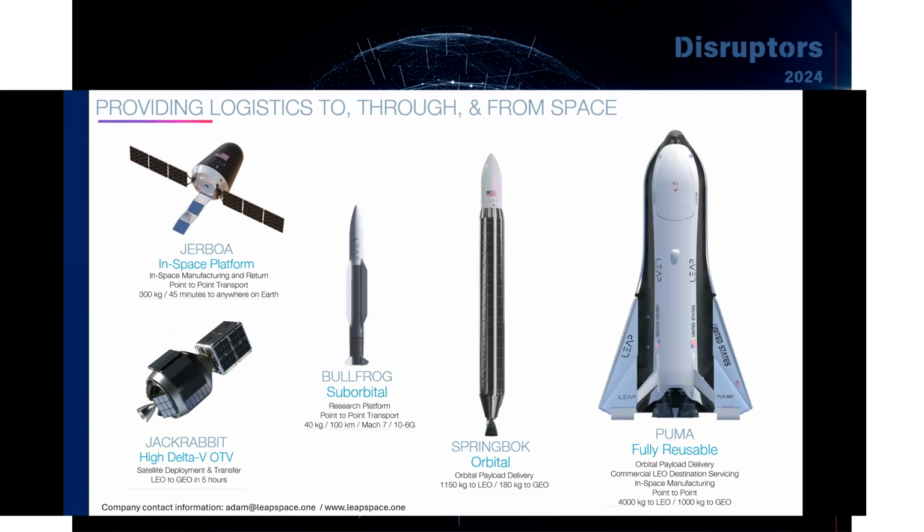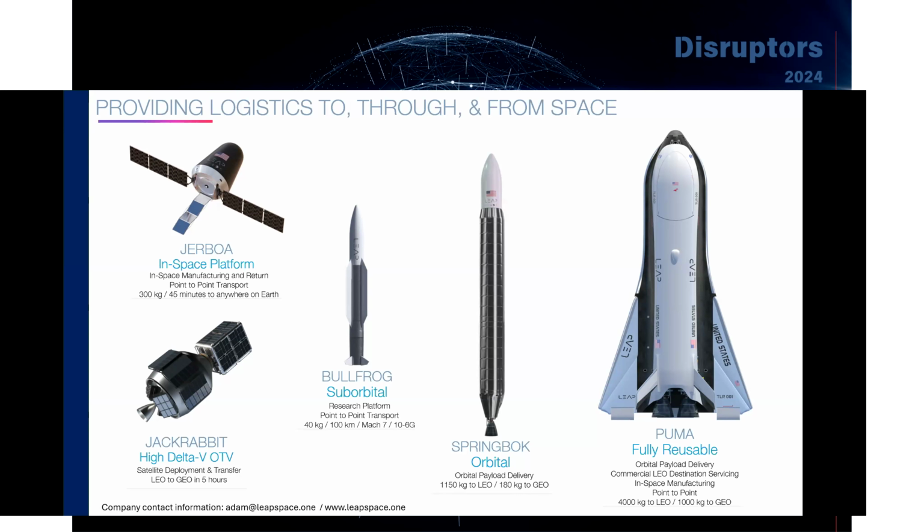Here are a few of the applications we're working on. Outside of the ones I already showed you, the ones we're pursuing are in-space manufacturing or point-to-point with our Jerboa in-space platform. We have a high delta V OTV that can do LEO to GEO in 5 hours. That's really important, as the previous presenter was explaining, for high reconstitution speeds for military assets. We're doing a suborbital vehicle, an orbital vehicle, and then the end future goal, the dream, is a fully reusable space plane, kind of like what Sierra is doing, but vertical takeoff, horizontal landing, and that can pretty much do everything here.